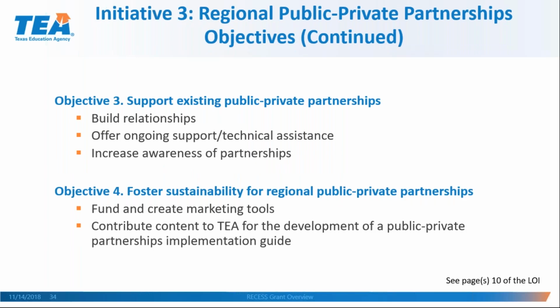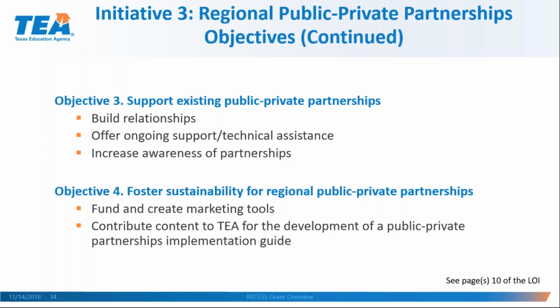The third objective is to support existing public-private partnerships. Grantees will build relationships with LEAs and early learning centers currently implementing partnerships, offer support on at least a quarterly basis to existing partnerships, and this support can include technical assistance or training in the form of professional development, meetings, site visits, phone calls, or emails. And lastly, increase awareness of partnerships at the local level utilizing strategic marketing initiatives.